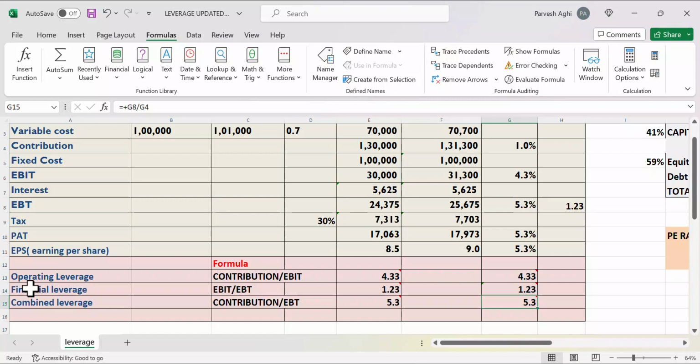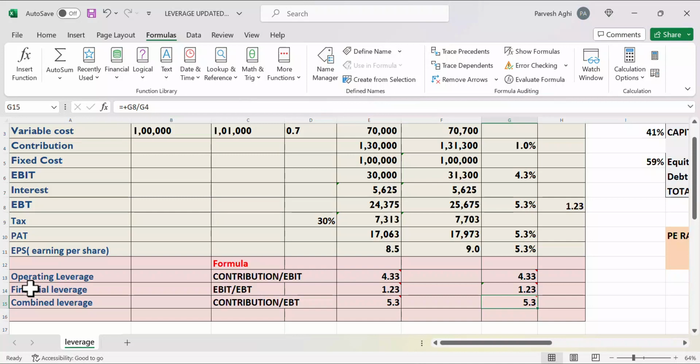Both impact the profit of the company. Some companies have more financial leverage and less operating leverage. Some companies have more operating leverage. There can be so many combinations. So it's the combined leverage which plays and actually magnifies the profits or losses of the company.